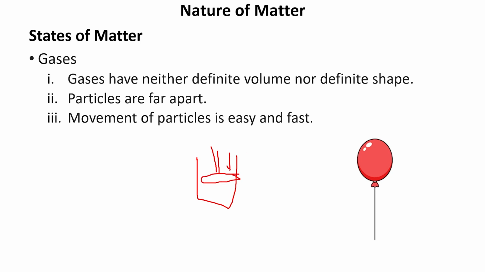Now I apply pressure on it. What happens? This piston will go down, and due to this, the volume of the gas changes. So you can see here the shape of the gas also changes, and the volume of the gas also changes.